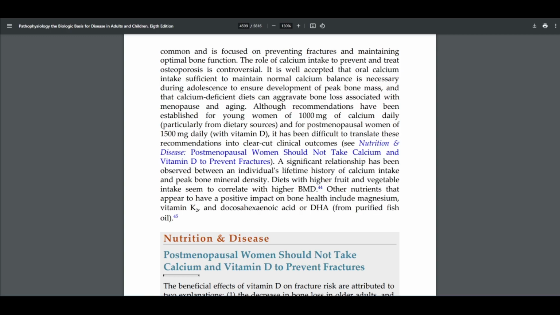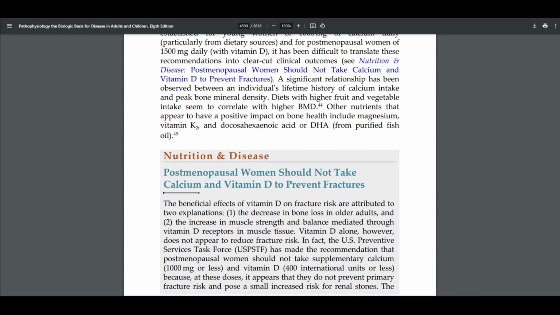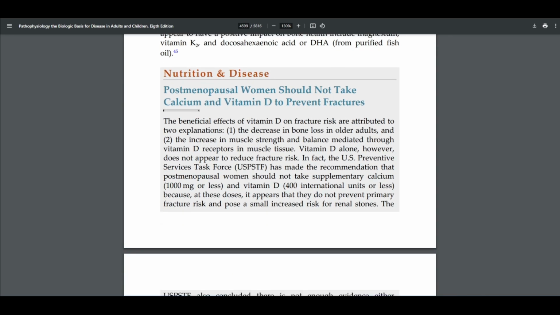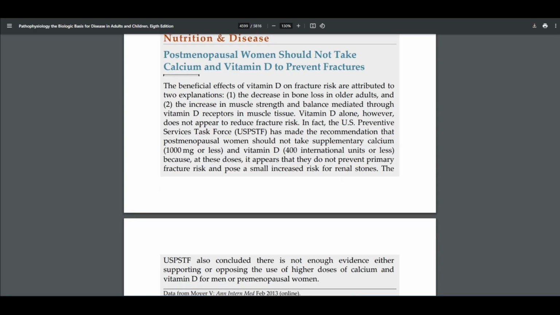docosahexaenoic acid, or DHA. So here is a small section on nutrition and disease. If you wish to read this, go ahead and hit pause.